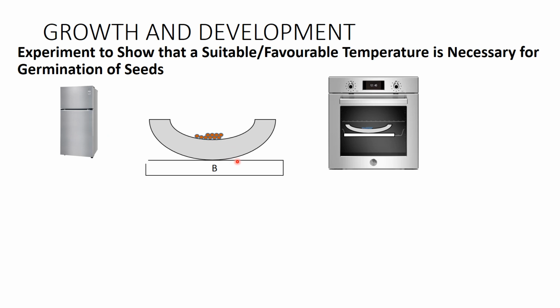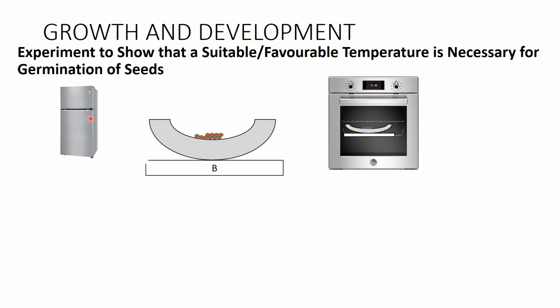Then here we're going to have just a normal petri dish with oxygen, water. We're going to assume there is water here and right temperature. Then here all the conditions are the same, but the temperature here, it's in an oven. So in an oven we're going to make sure that we set the temperature to be very high. So once the temperature is set very high, we can see which ones are going to germinate, the ones inside here, the ones here, and the ones here.